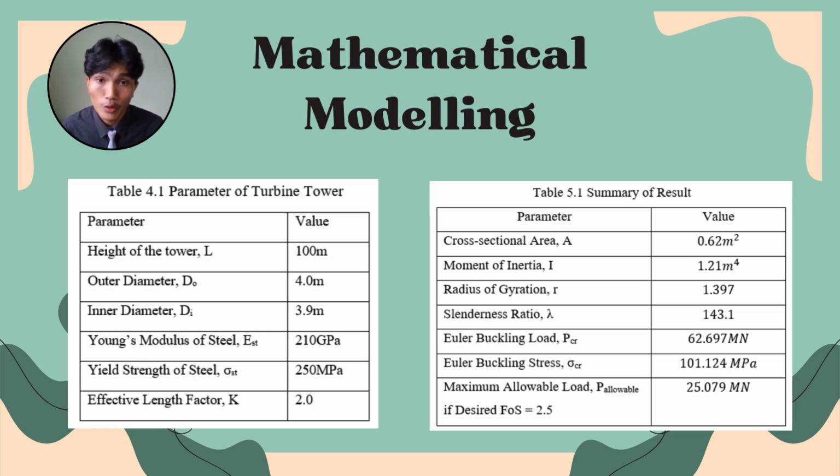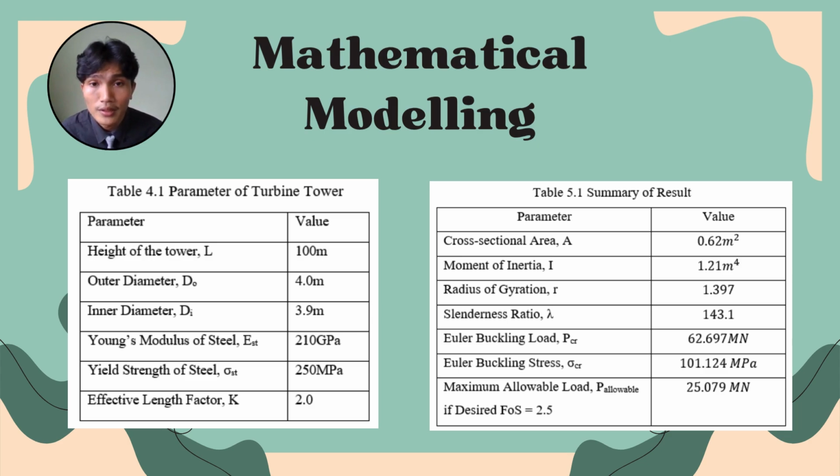From the buckling equation, the critical buckling load was found to be 62.697 meganewtons, and the corresponding Euler buckling stress is about 101.124 megapascals. This is well below the material yield strength, which indicates the tower would buckle elastically before yielding.